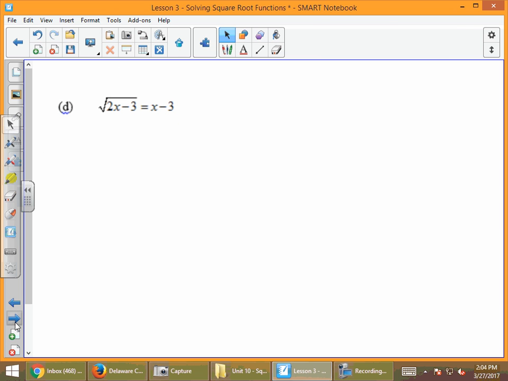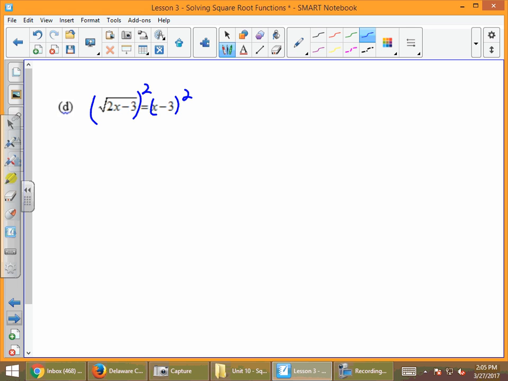So with this last one, is the radical already isolated for us? Yeah. Already by itself. We don't have to move anything over. Everything that's on the same side is underneath it. So again, how are we going to get rid of that radical? Square. Square both sides to get rid of it. So here we're left with 2x minus 3. So you got rid of the radical. What do we have to do with that other side?